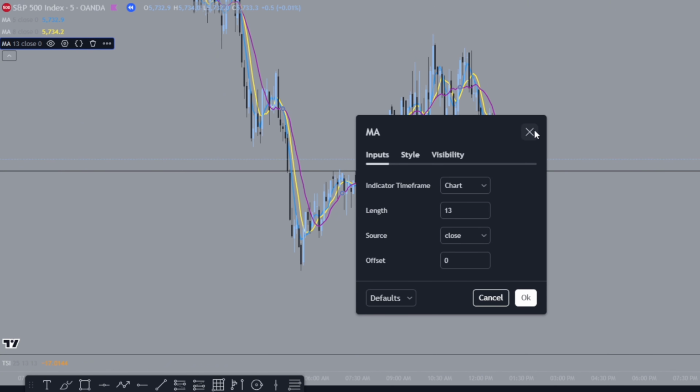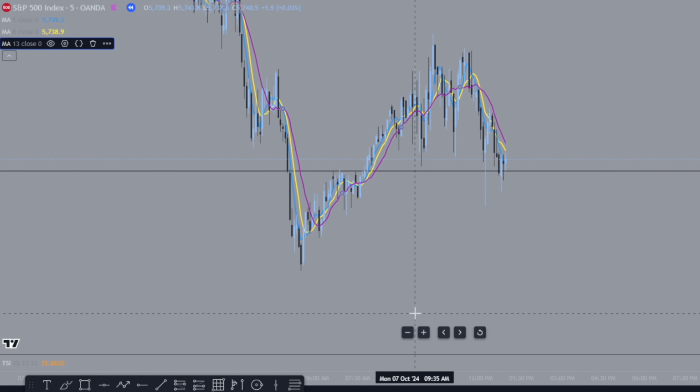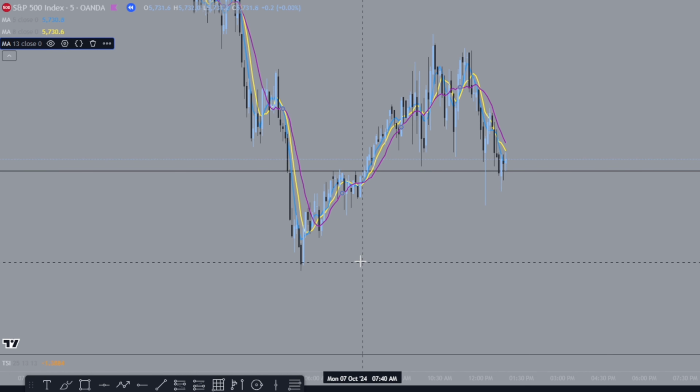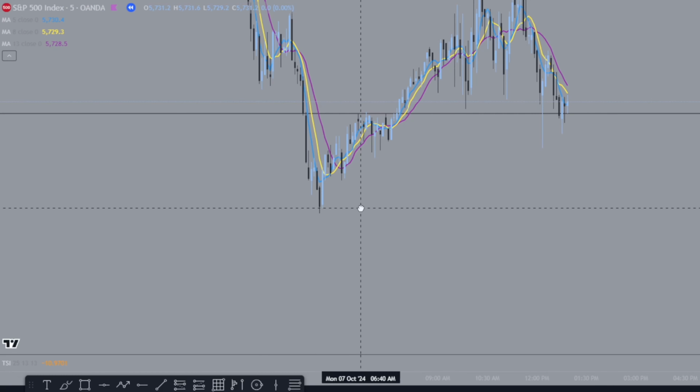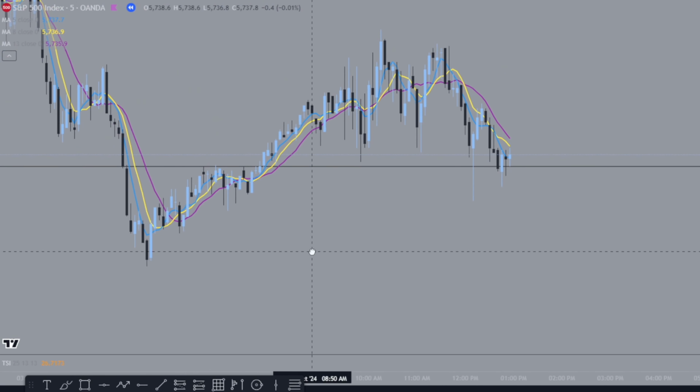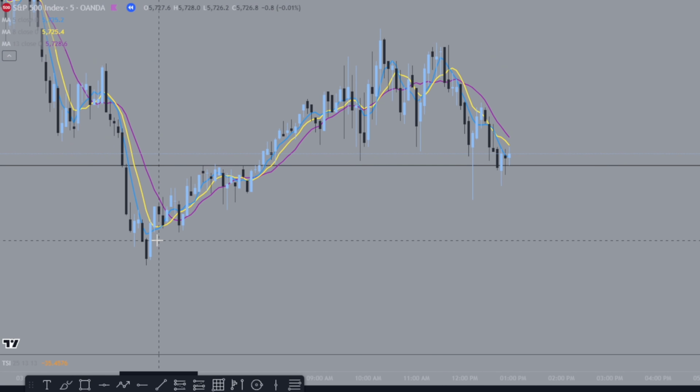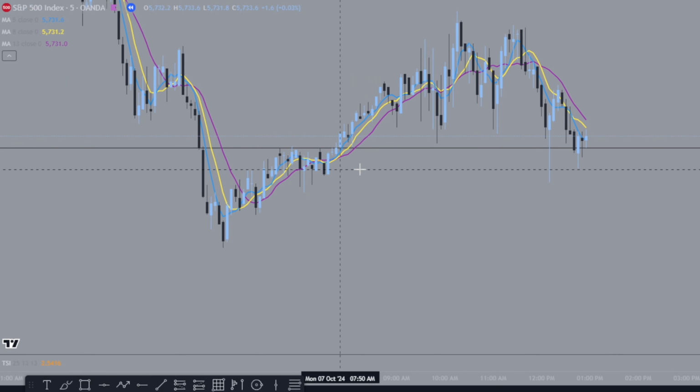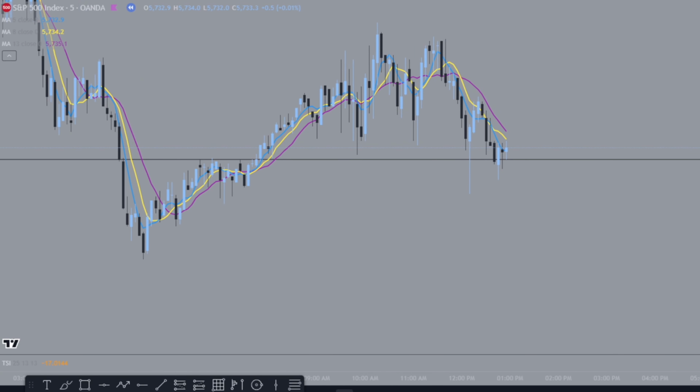So in this strategy, there are 3 moving averages. Now let's start with the first one. The blue moving average is a 5 close. Then you have the yellow one, which is an 8 close. And then you have the purple one, which is a 13 close.